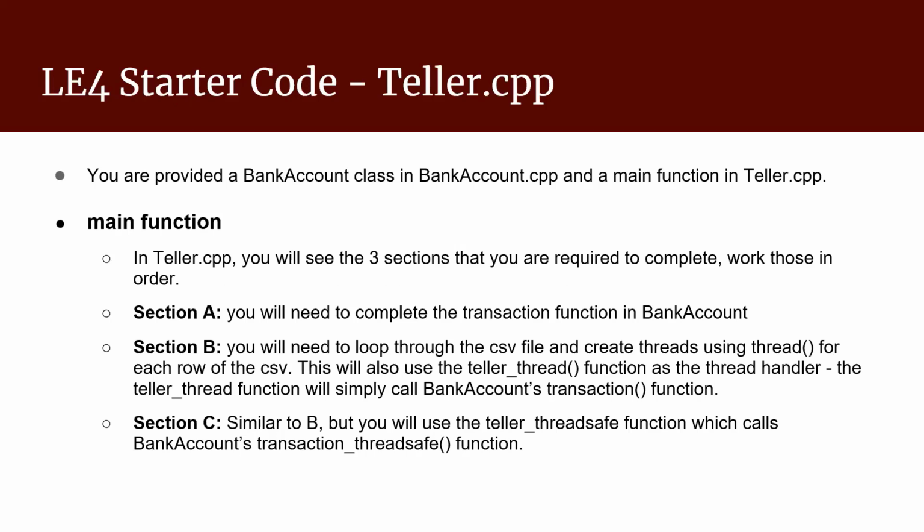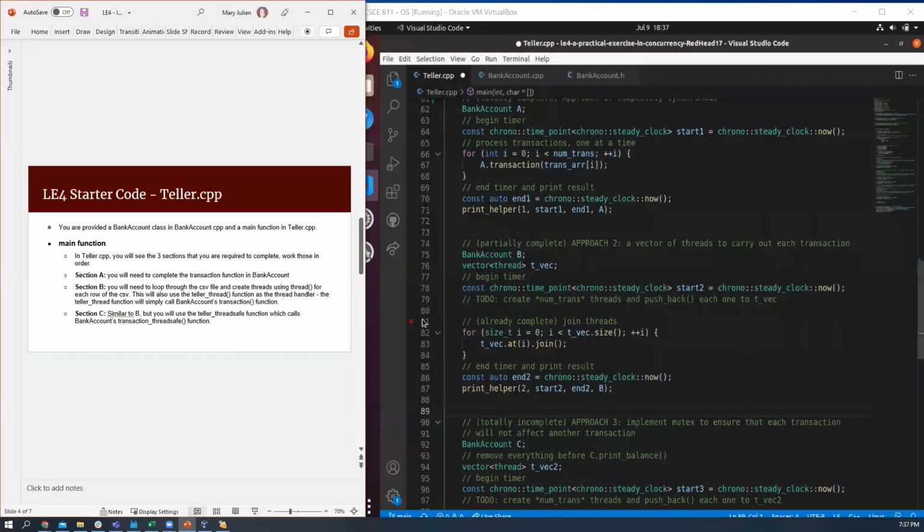Okay, so this is where we're going to get into the starter code. In our main function in teller.cpp, we have these 3 sections, where section A is the fully synchronous one, where it all runs in one thread. Section B is where it runs in multiple threads, but it's a free-for-all. And section C, we're calling a thread safe function. Thread safe is where you have told the users that it is fine to have multiple threads running the same function at the same time.